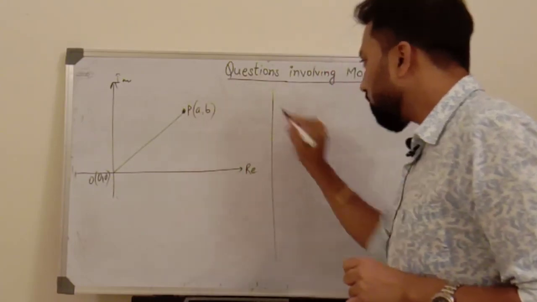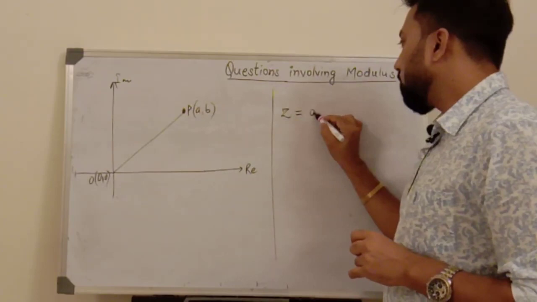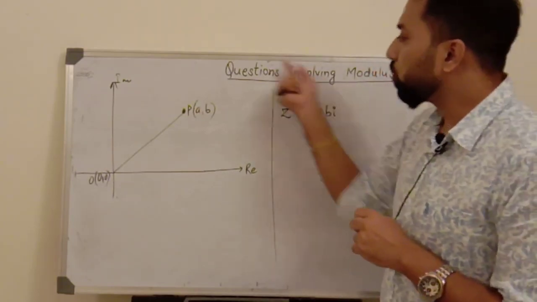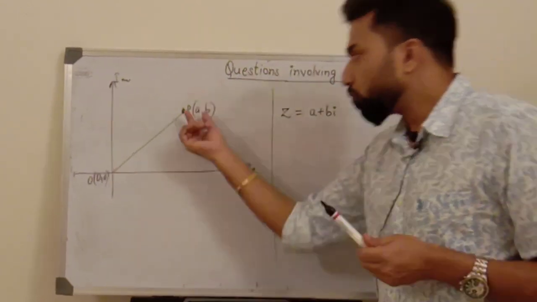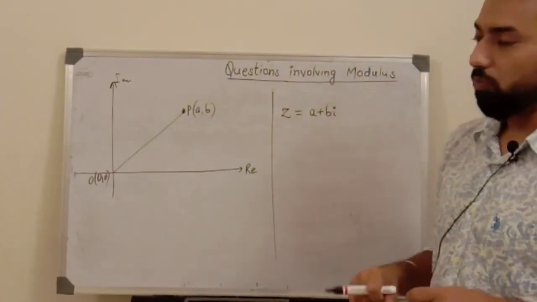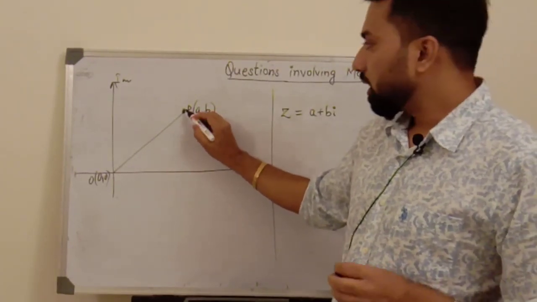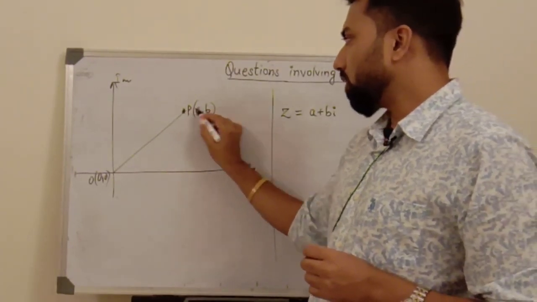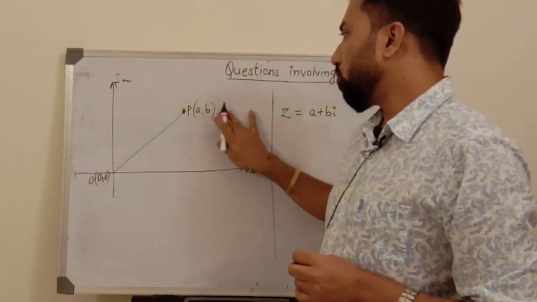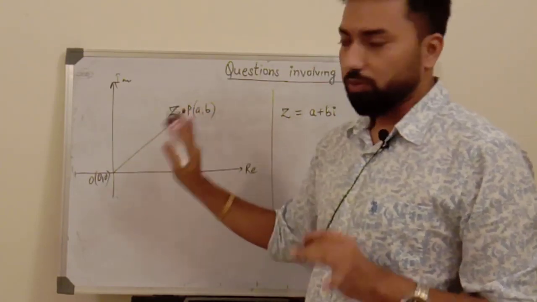Let's say we write z is equal to a plus bi. This a plus bi uniquely corresponds to the point a comma b, and this point in the Argand plane uniquely corresponds to the complex number a plus bi. The concept of modulus is the distance from the origin to this point. This point corresponds to the complex number z, so this represents the complex number z.